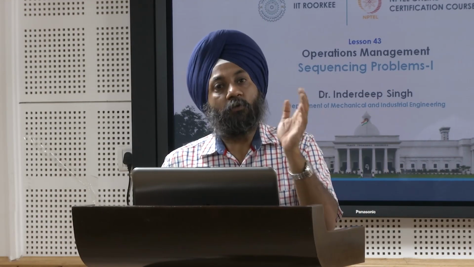For example, a job arrives at a particular shop floor on September 21st and it leaves the shop floor after finishing on September 28th. So the flow time for that particular job is the difference between September 28th when it is finished and the day when it arrived, that is September 21st. That is the flow time for that job.